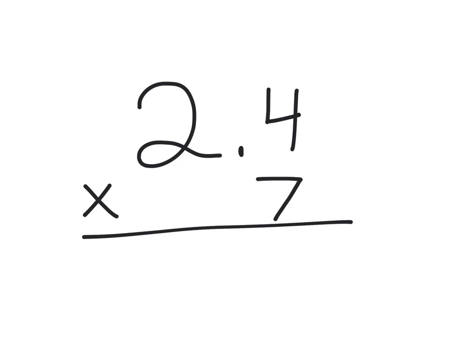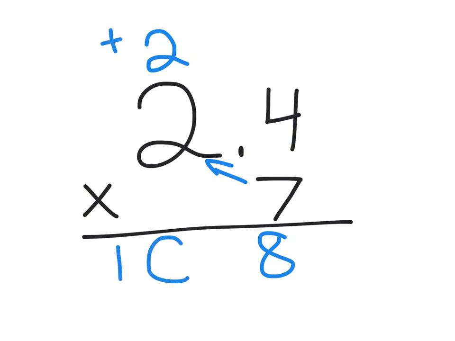Well, 7 times 2 is 14. 14 plus 14 is 28. 2 goes in the ones place. Then I have to figure out 2 times 7. 2 times 7 is 14. Plus this 2 over here makes that a total of 16.